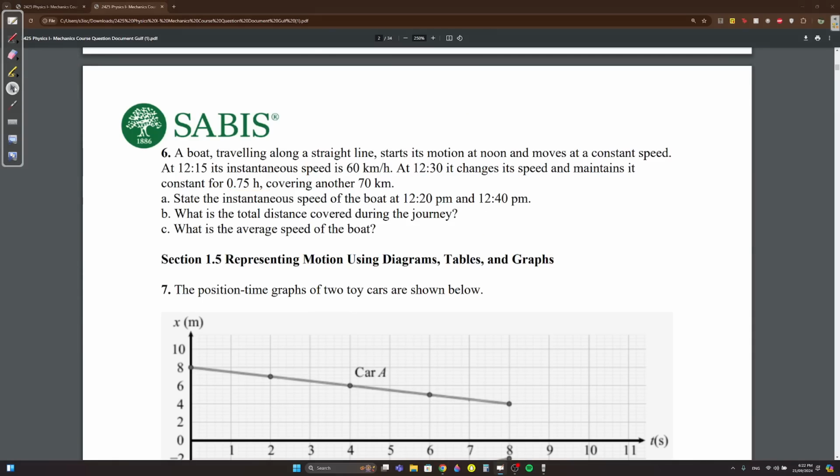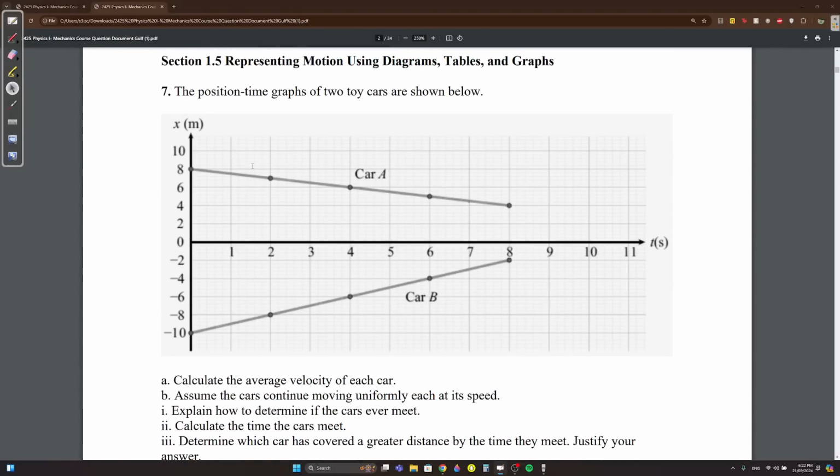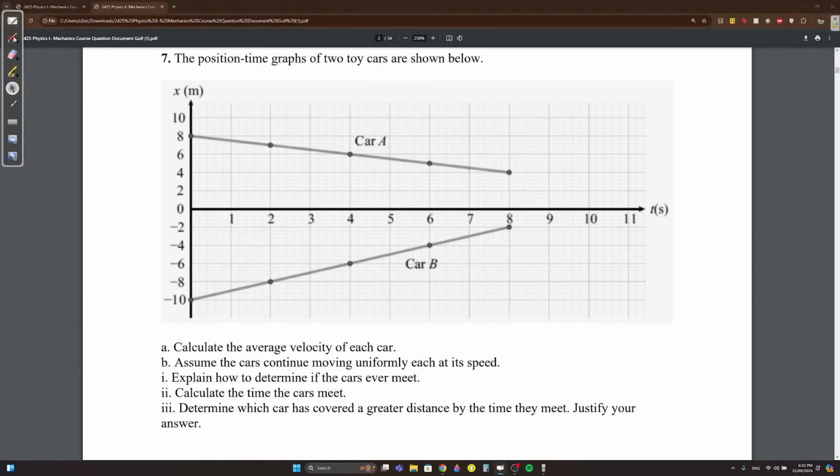Question 7. The position-time graphs of the two toy cars are shown below. Calculate the average velocity of each car. Average velocity is equal to the slope of the secant, so they want 2 points. Average velocity is x final minus x initial divided by time. We can take any 2 points. The easiest points would probably be here: 8 seconds, 4 meters, and here, 4 seconds, 6 meters.